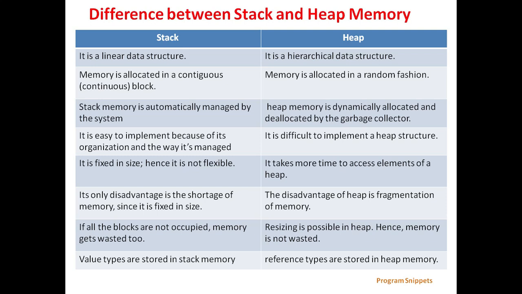The differences between stack and heap memory are: stack is a linear data structure whereas heap is a hierarchical data structure. With stack, memory is allocated in a continuous block and with heap, memory is allocated in random fashion. Stack memory is automatically managed by the system whereas heap memory is dynamically allocated and deallocated by the garbage collector. Stack memory is easy to implement because of its organization and the way it's managed. It is difficult to implement a heap data structure.